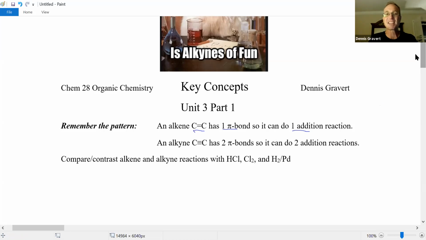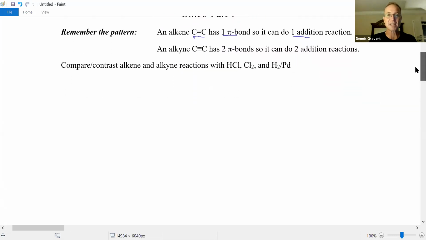Okay, so let's take a look at three alkene reactions we saw before: HCl, Cl2, and hydrogen and palladium. So we'll just put here, review. Let's start with propene and add hydrochloric acid. And then we have to remember, okay, how does this work? Markovnikov addition, meaning that the rich gets richer. The hydrogen of HCl goes to the carbon with more hydrogens, and then the leftover piece goes to the other carbon.